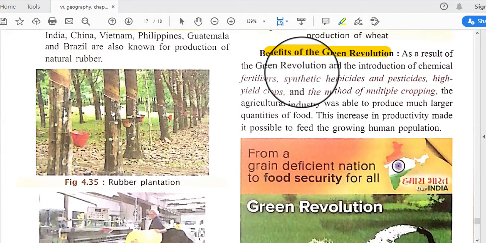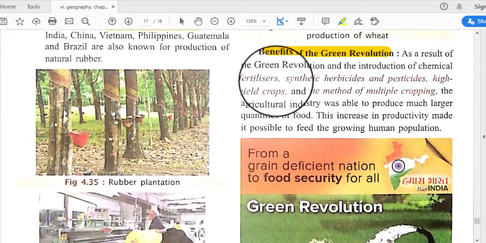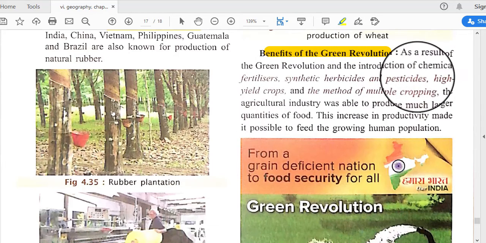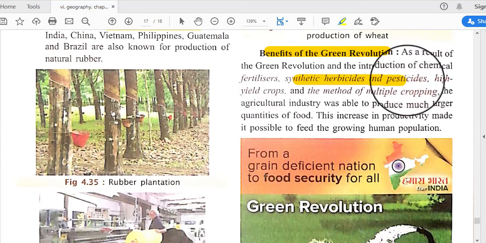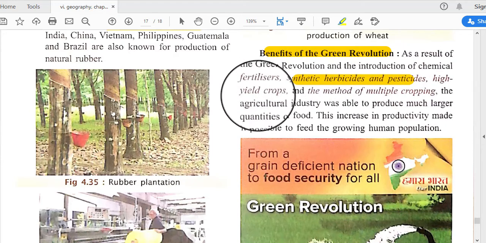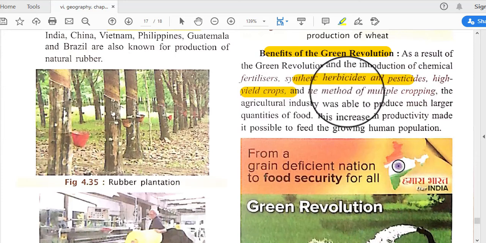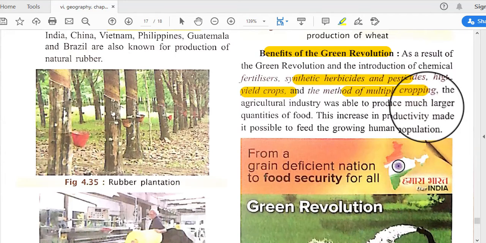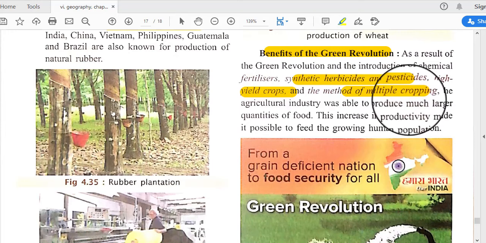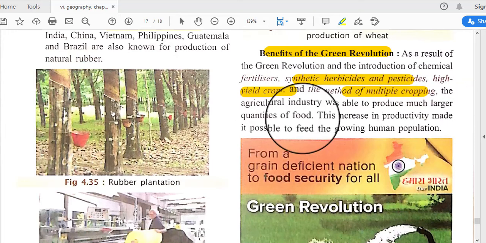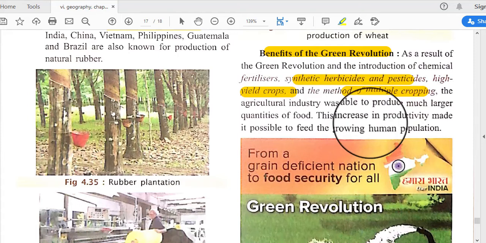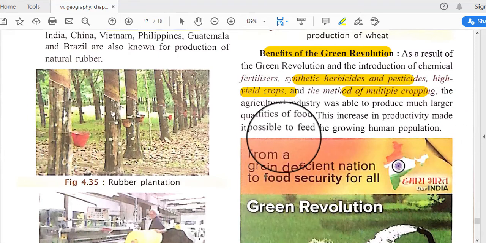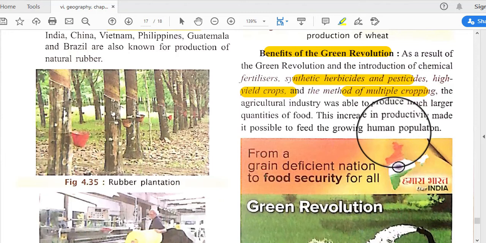As a result of green revolution and the introduction of chemical fertilizer, in that time the cultivators used fertilizer, synthetic herbicides and pesticides, high yielding variety seeds, and the method of multi-purpose cropping. They also popularized the multi-purpose cropping technique, and the agriculture industry was able to produce much larger quantities of food, and this increase in productivity made it possible to feed the growing human population.